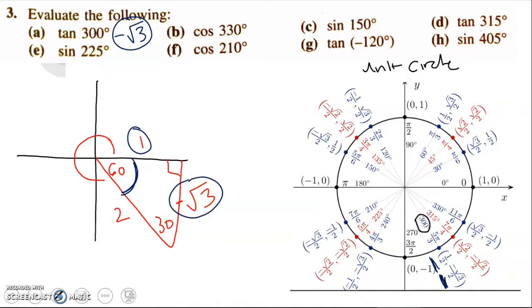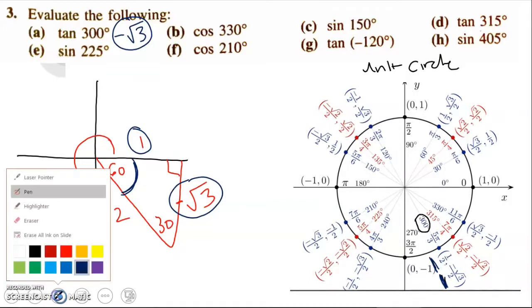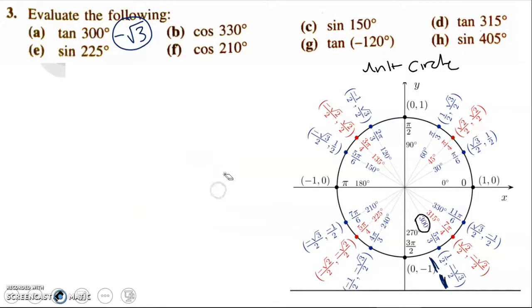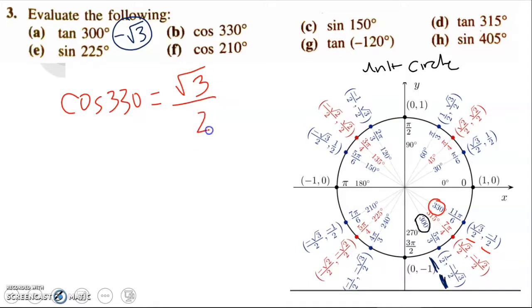Let's do letter B. Okay, so for letter B, we can actually use the unit circle. Again, if you have it memorized, it's pretty easy. Cosine 330, so I'm looking right here. Cosine is right here. Sine is right there. So I know cosine 330, again, no work involved really, would be equal to square root of 3 over 2. Okay? It's as easy as that.